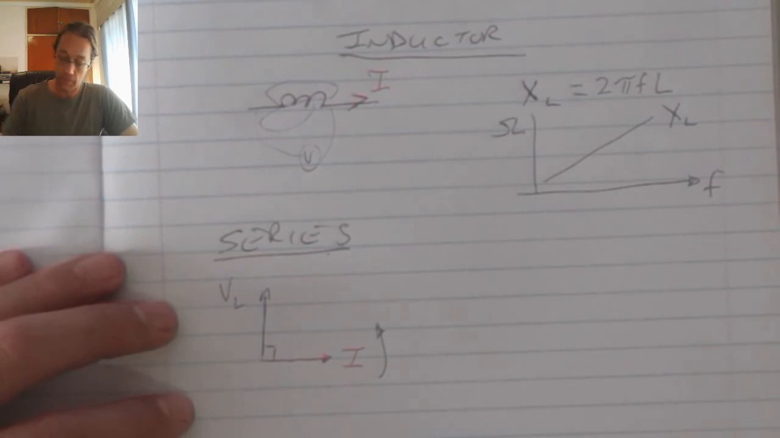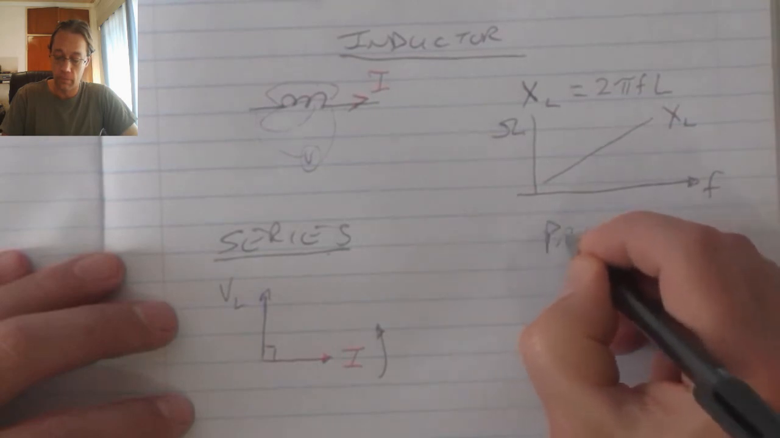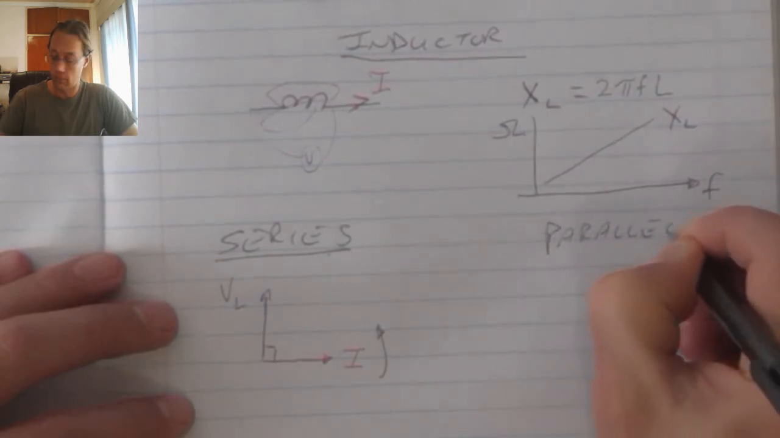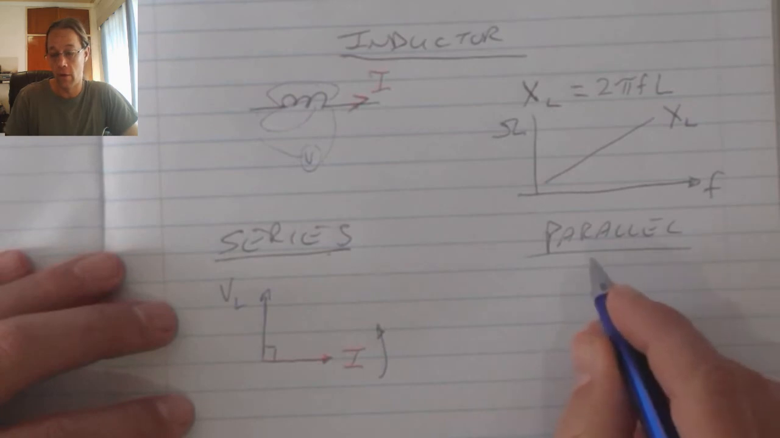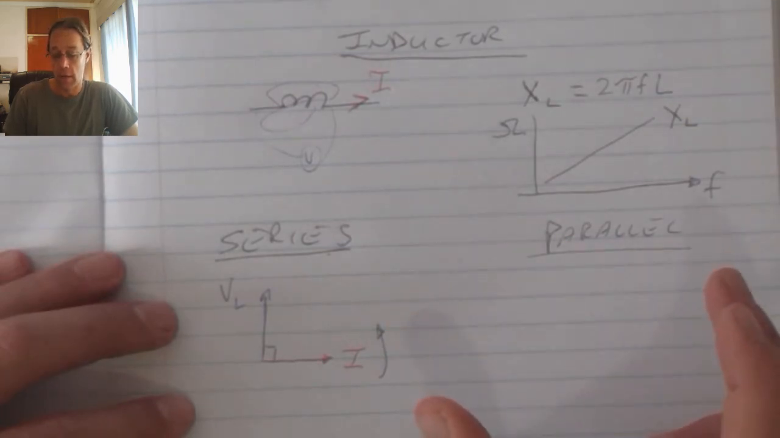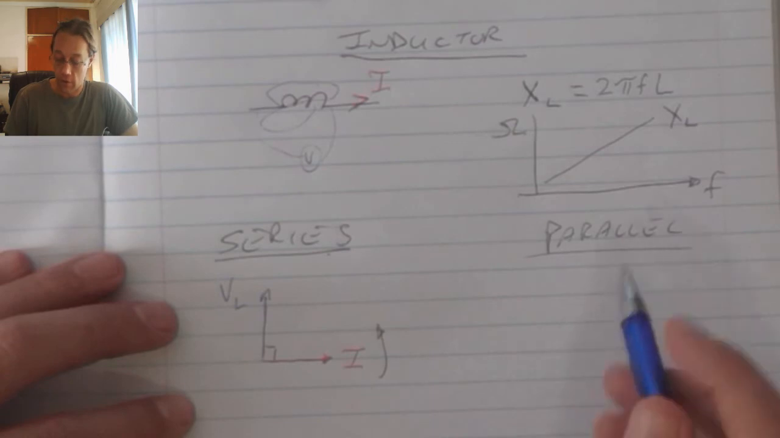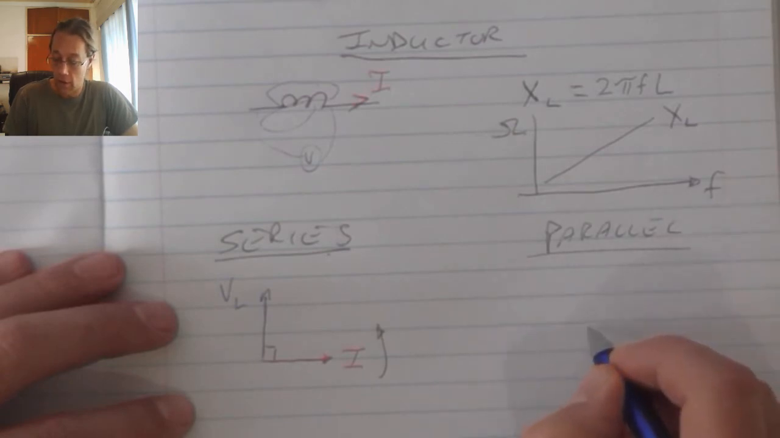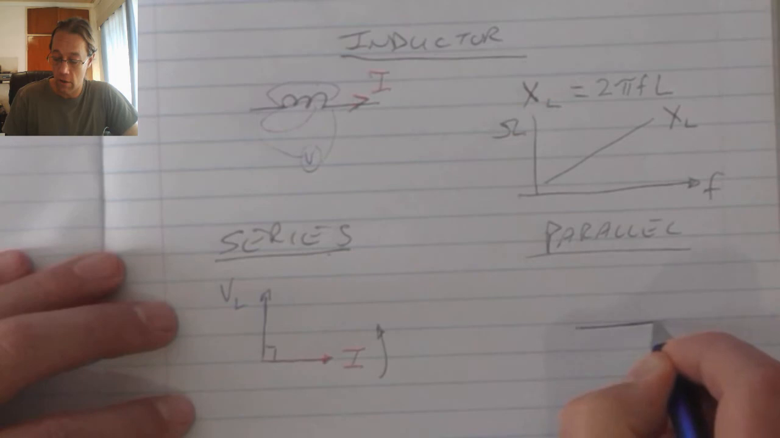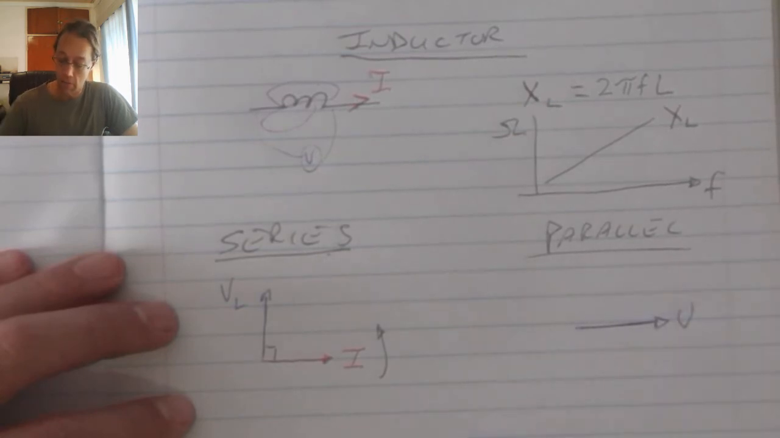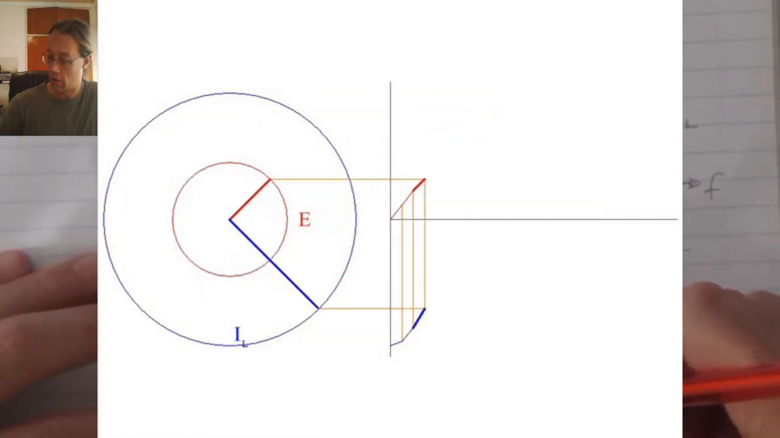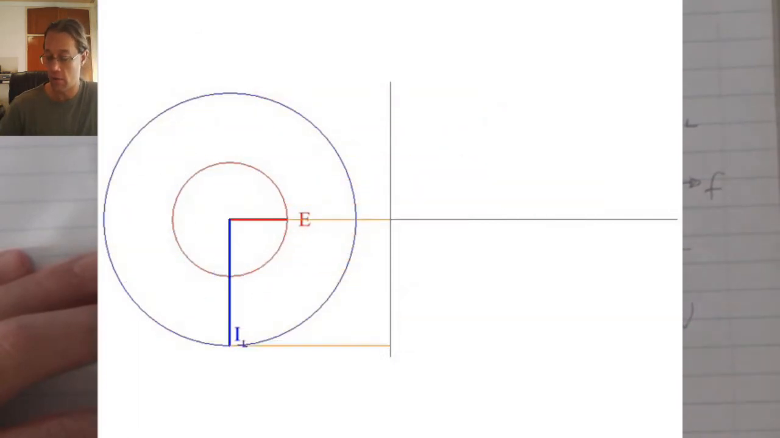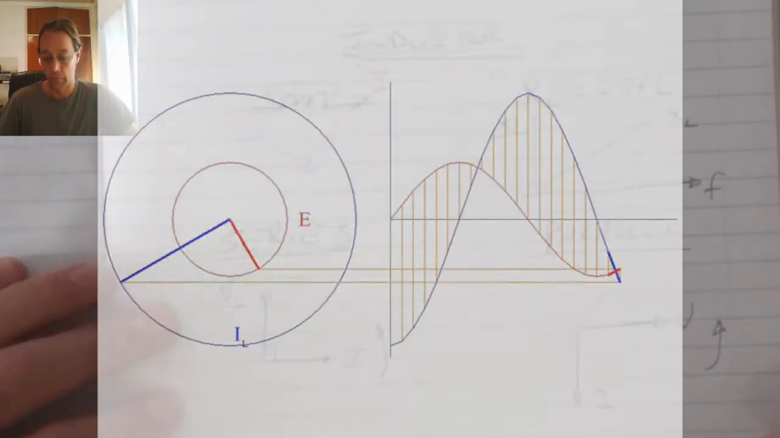When it comes to parallel, we get the same, but my voltage becomes my reference. The voltage across all the parallel branches is the same, and as a result the currents are going to divide. So the voltage becomes the reference, and my current flow will lag by 90 degrees. Again, this is a rotating vector diagram.